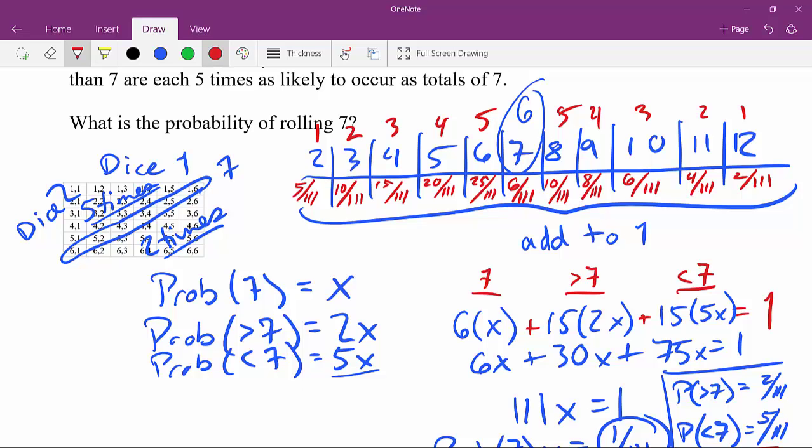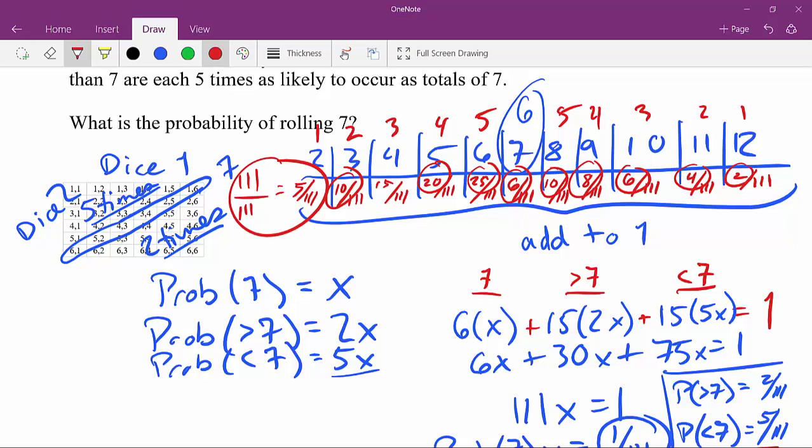So we've got 6 plus 6, that's 12. So that's 12 plus 8 is 20. 36 plus 25 is 61. Let's just say 91 plus 20 is 111. So if we add up each of these, we get 1, or 111 over 111.